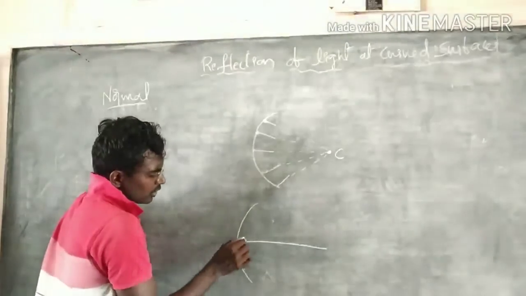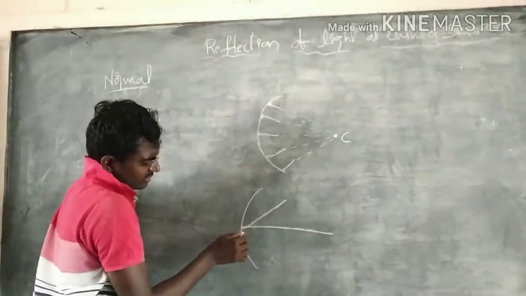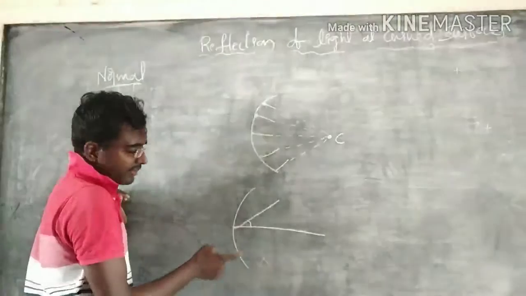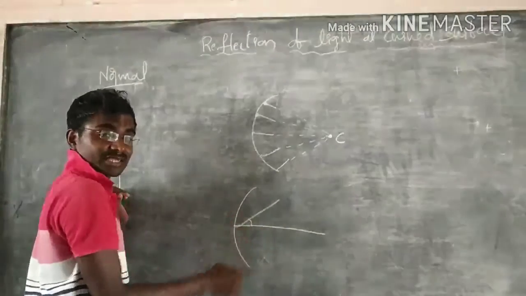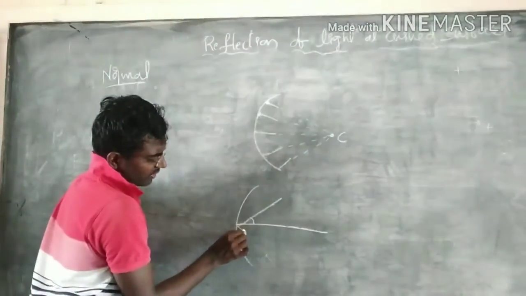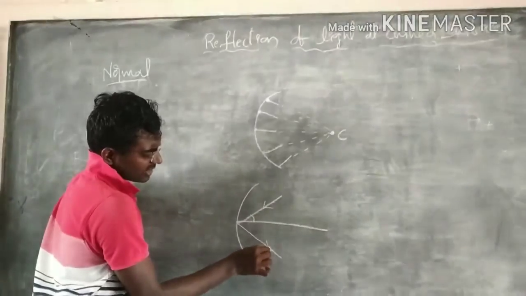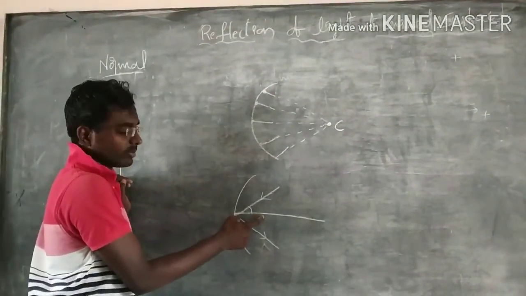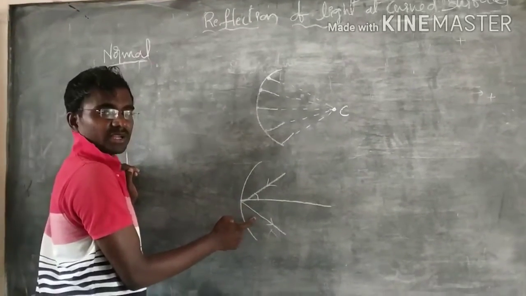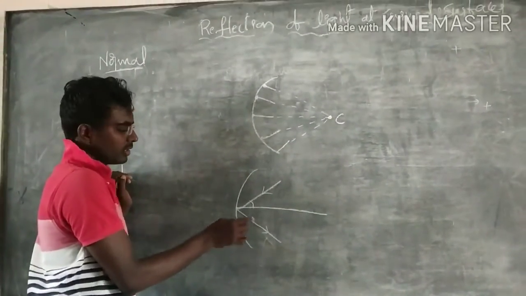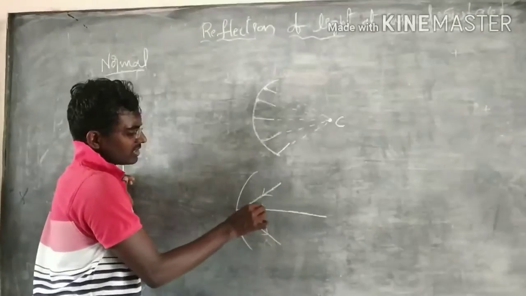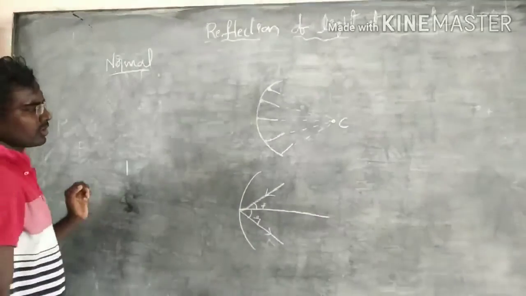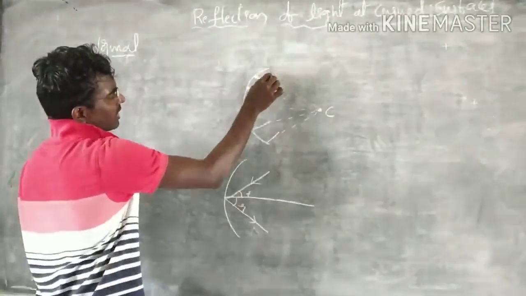If light passes like this, the angle between the normal and incident ray is called incident angle. This is the incident angle. After reflection, the angle between the normal and the reflected ray, where the principal axis is acting as the normal, is called the angle of reflection. This is I, this is R.